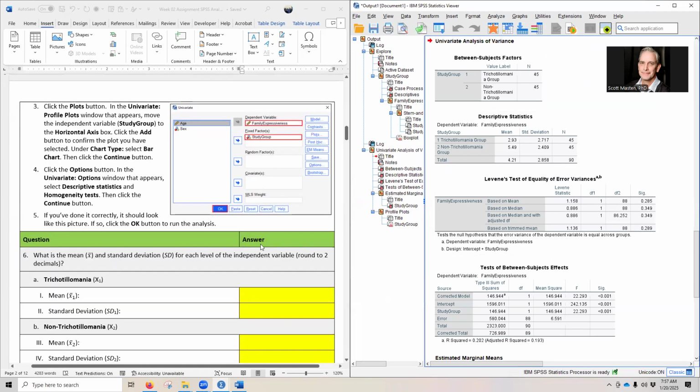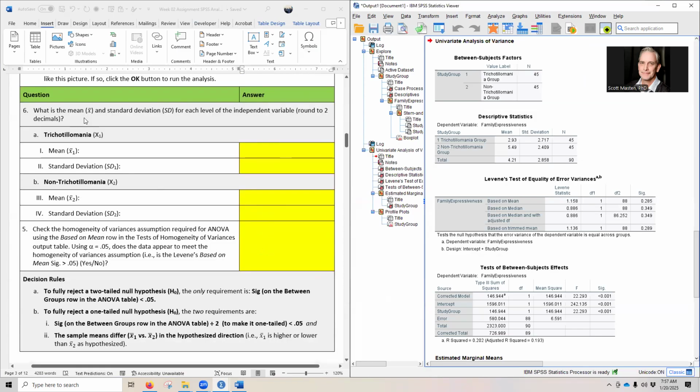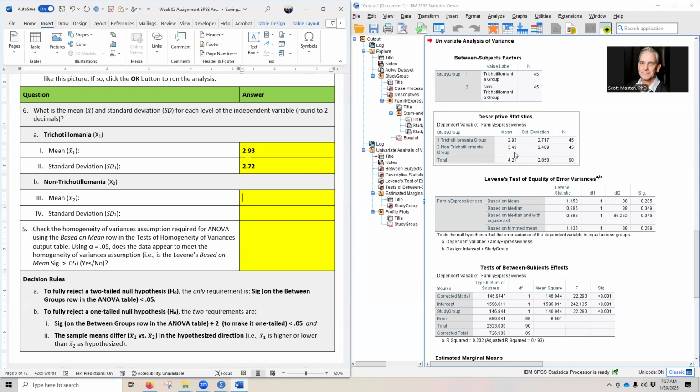So let's take a look at what questions we got to answer. What is the mean and standard deviation for each level of the independent variable, rounded to 2 decimals? Over here in the descriptive statistics box, we've got trichotillomania and non-trichotillomania, with mean and standard deviation. The mean for trichotillomania is 2.93. Standard deviation to 2 decimals is 2.72. For non-trichotillomania, the mean is 5.49, and the standard deviation is 2.41.